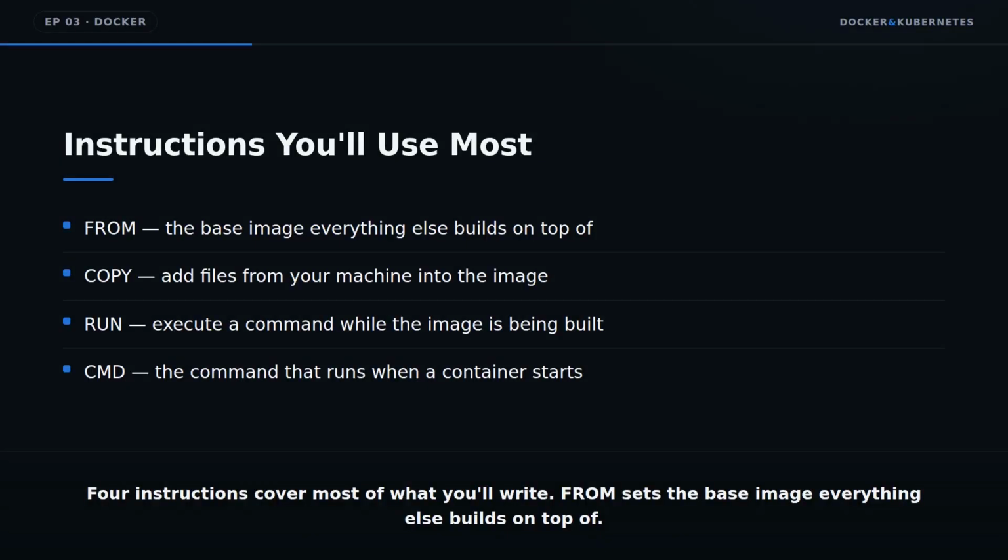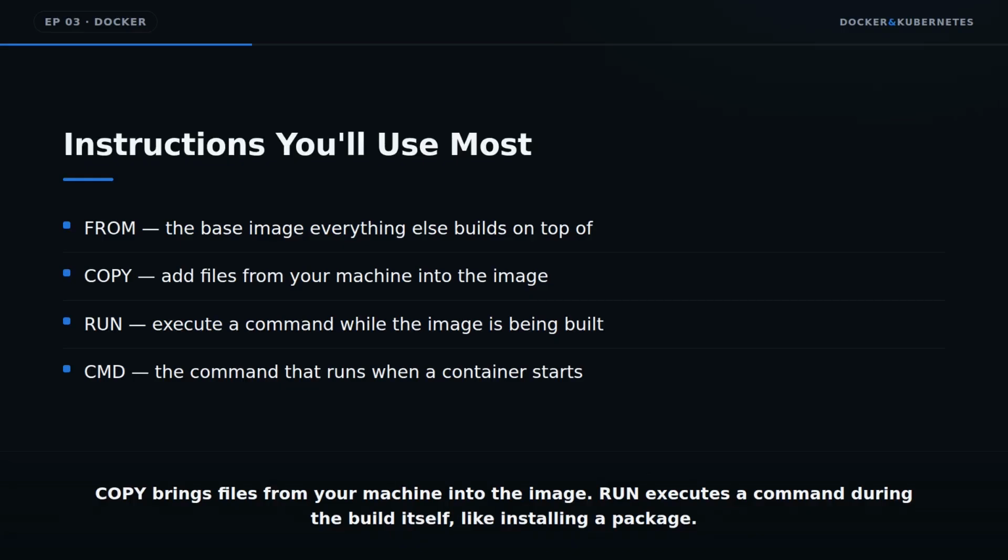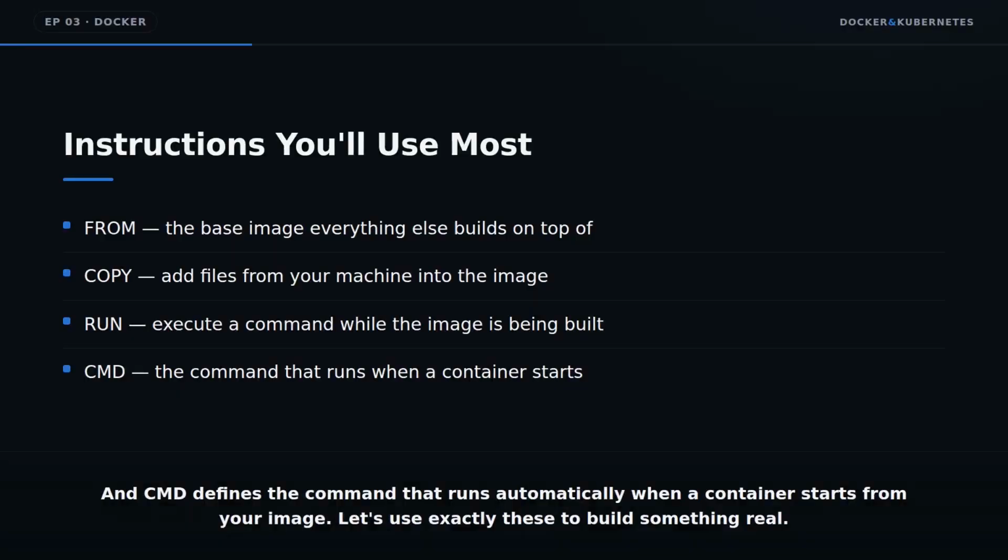Four instructions cover most of what you'll write. FROM sets the base image, which everything else builds on top of. COPY brings files from your machine into the image. RUN executes a command during the build itself, like installing a package. And CMD defines the command that runs automatically when a container starts from your image. Let's use exactly these to build something real.